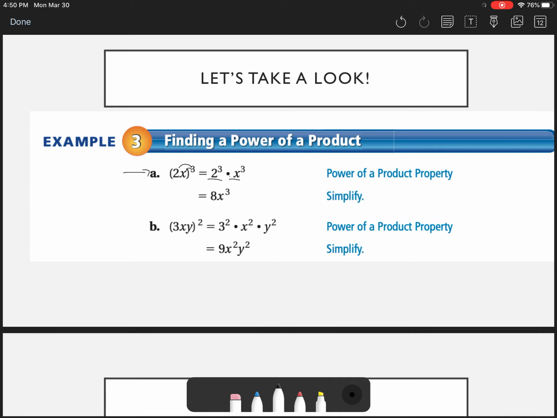2 to the third is equal to 8. Be careful here with 2 to the third power. It's 2 times 2 times 2, which is not 6. A lot of times if you're doing it really quickly, you're going to say that it's 6. Remember, 2 times 2 is 4, times that other 2 is 8. In B, we have a constant, and then we have two variables. Again, make sure you're applying that exponent to every term inside the parentheses. 3 squared, which gives us 9, x squared, and y squared, and then that's your final answer.